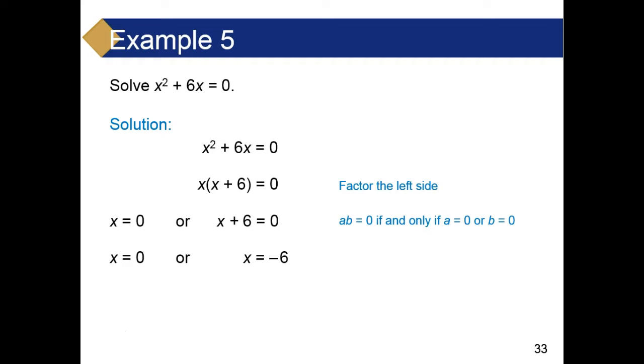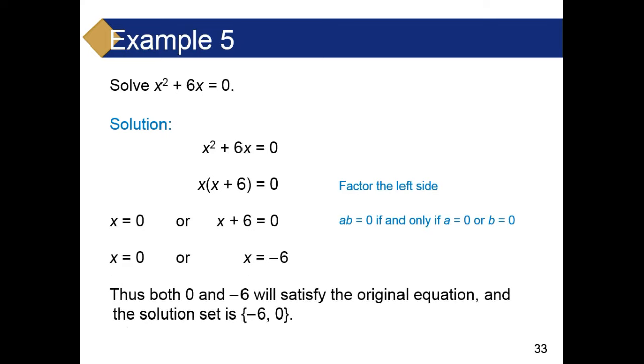I doubt if they show the check. They don't. I like to always check it, make sure I'm right. Thus, both of these would satisfy the original equation. We checked to make sure. And the solution set, they like to write it this way. So in the back of the book, if you're checking your answers, this is how they'll do it. x equals -6, x equals 0. The two numbers, and the only two numbers in the world, that will make that equation true.